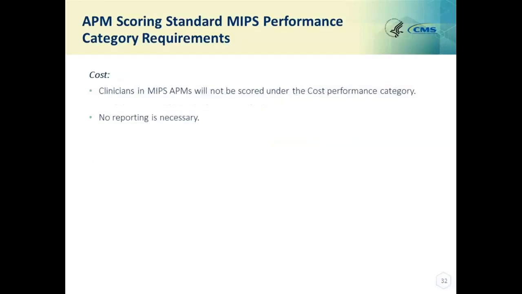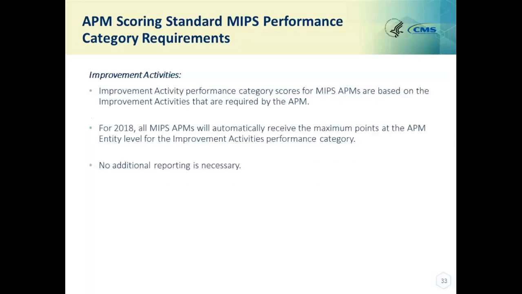All right. So for cost, the MIPS APM scoring standard reweights the cost category into the quality category, promoting interoperability and improvement activities. It sort of distributes itself evenly into those 3, and there's no additional reporting necessary for the cost category. Next slide. For improvement activities, by participating in a MIPS APM, we actually give you full credit for this category, both for performance year 2018 and performance year 2019. So you'll receive the maximum points for this category that, again, is weighted at 20%. Next slide.